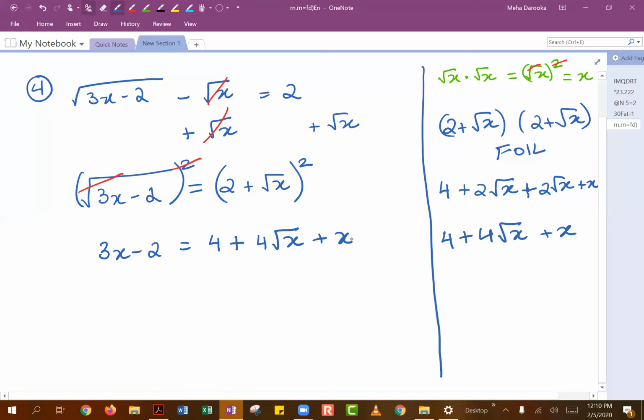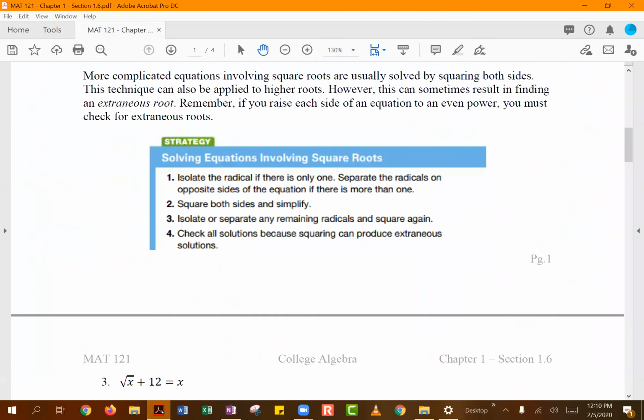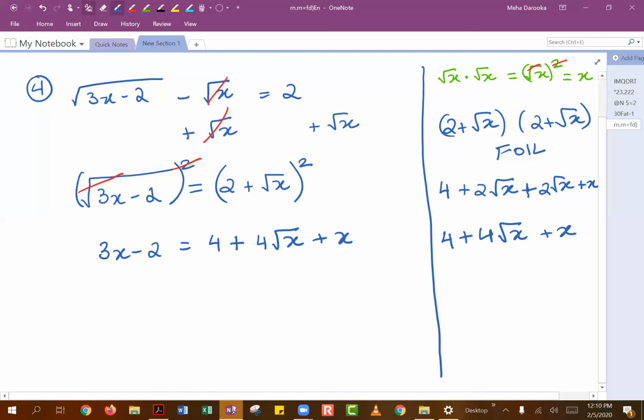Okay, so I actually want to go back and show you those instructions one more time. So this is kind of where they were talking about isolate or separate any remaining radicals, and you have to square again, which means our next step is actually going to be to get this square root of x by itself. I would probably start by moving the x with that 2x term, move this 4 with that 2 and clean out as much as I can. And once I get rid of the x and the 4, then we'll worry about this guy, 4 square root of x. So let's start by subtracting that x.